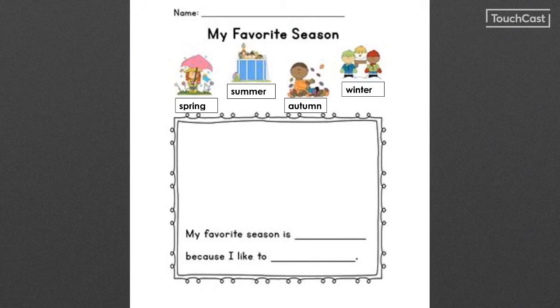Okay, adventurers, so this is our last activity for today. And today we have looked at the 4 different seasons of the year. But now I want you to have a think about the 4 seasons of the year and choose which is your favourite season. So which season do you like the most? So do you like spring? Do you like summer? Do you like autumn? Or do you like winter?